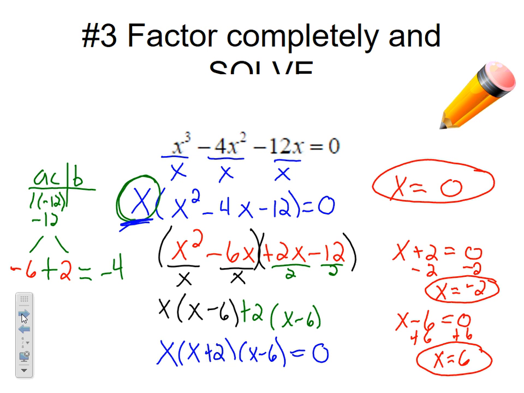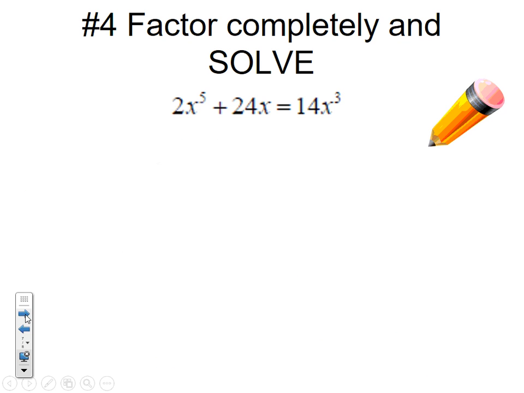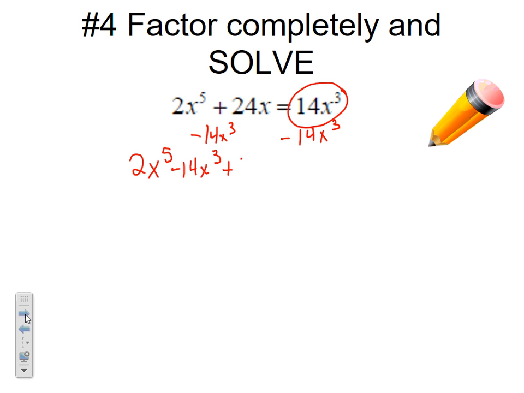All right, there's example number 3. Now on to our last example for the day, ladies and gentlemen, example number 4. So when we start this one, you guys, before we can solve it, it has to be set equal to 0, and it has to be in standard form, which means largest exponent to the smallest exponent. So we're going to move this over here by subtracting 14x cubed. Rewrite it, so I have 2x to the 5th minus 14x cubed plus 24x equals 0.